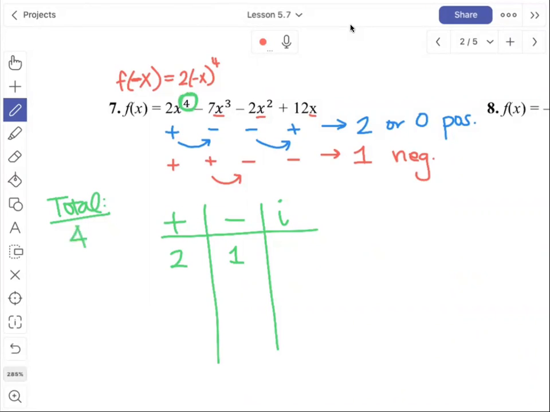So if I have 2 positive, 1 negative, how many imaginaries must I have to get a total of 4? 1. Good. All right. Now I could also have how many positives? It could be 2 or 0. In which case we need 3 imaginaries. Perfect. There you go. Final answer.